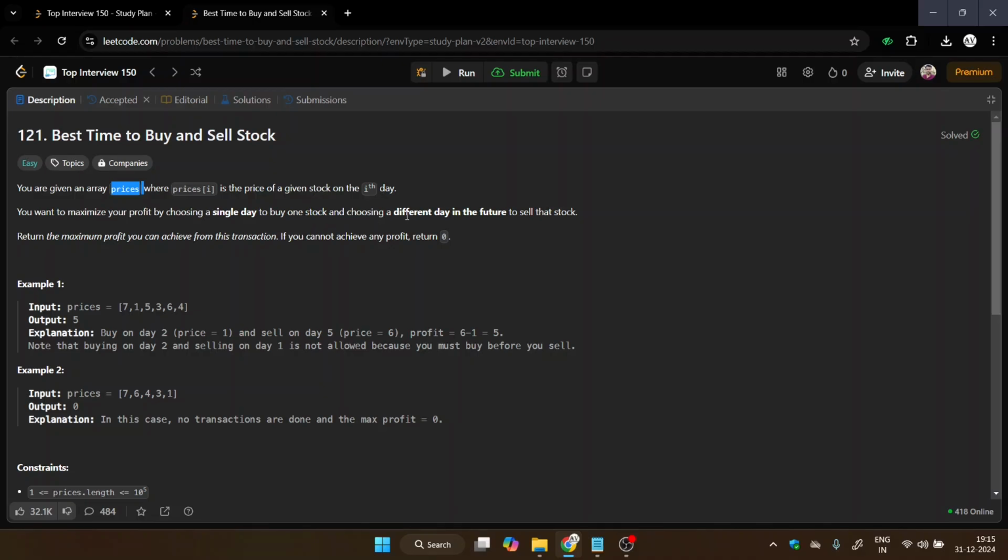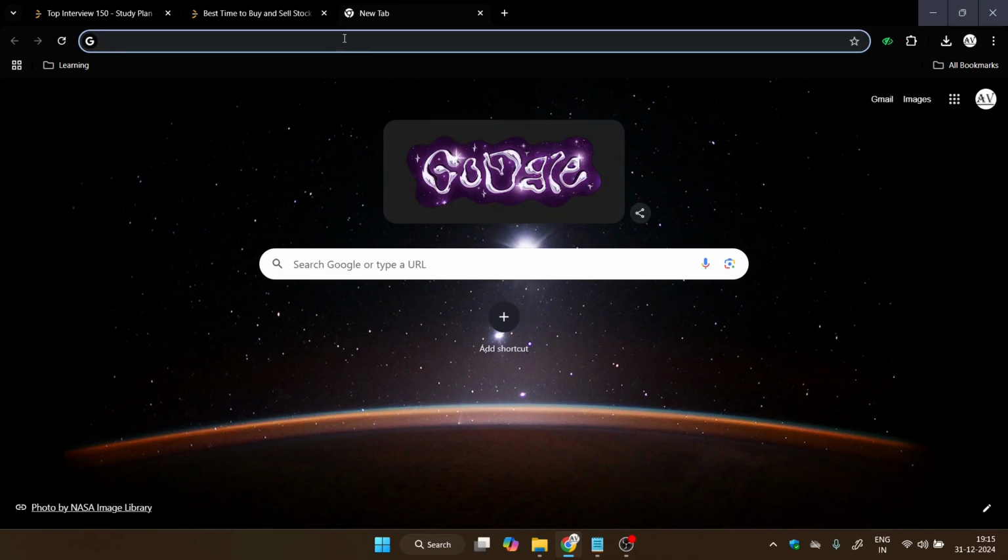You want to maximize your profit by choosing a single day to buy one stock and choosing a different day in the future to sell the stock. Return the maximum profit you can achieve from this transaction. If you cannot achieve any profit, return zero. So let's brainstorm what the problem statement defines. So we'll start with our solutioning part.